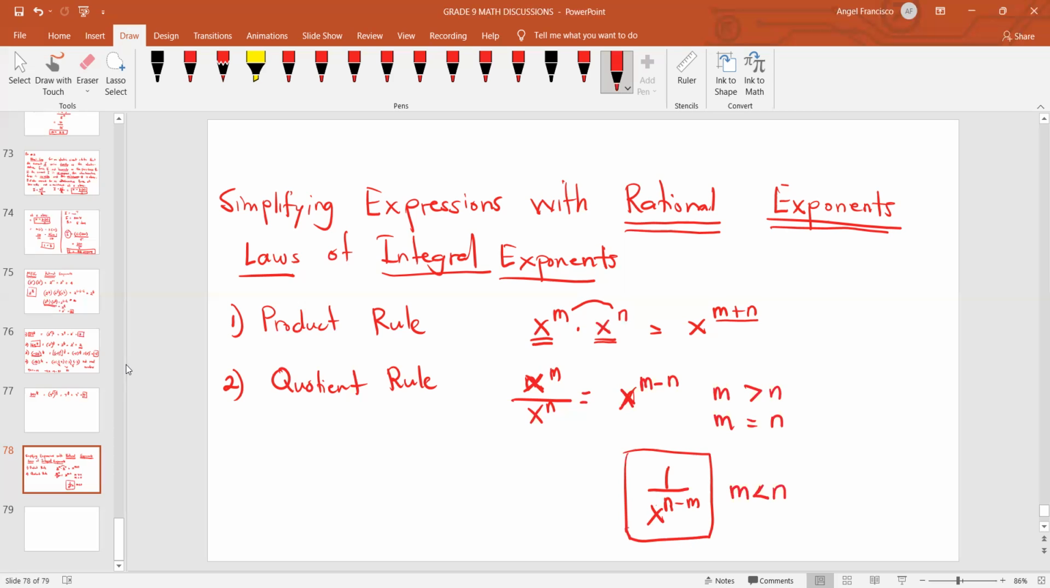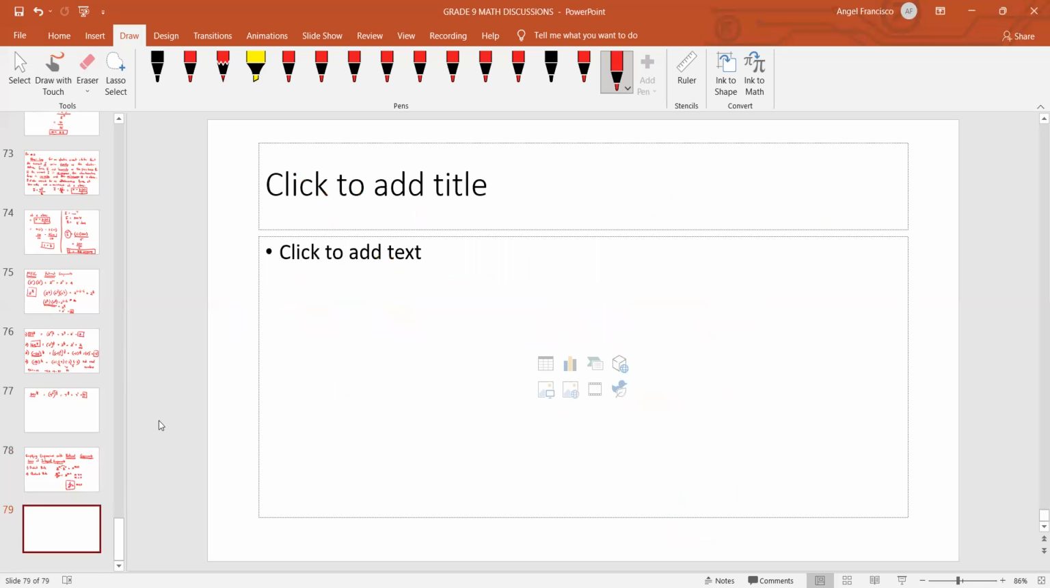Pero kung mas malaki naman yung m kaysa n, you just subtract it. Okay? So pagka naman pareha, siguradong 0 ang lalabas doon. So any number raised to the power of 0, ang sagot ay 1. Pero pag nakita niyo mas mataas yung n, so you make that expression as a denominator of 1. Okay? So this is the rule, and we will apply this later.